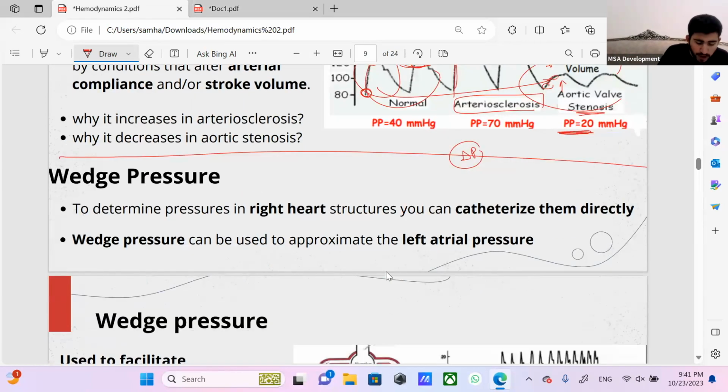Okay, so wedge pressure. To determine the pressure in the right heart, yani right atrium, right ventricle, just put the catheter, this thing, it's a catheter. Just put the catheter directly into them.